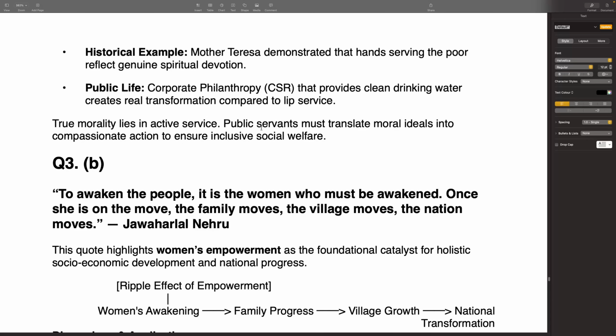Historical example: Mother Teresa demonstrated that hands serving the poor reflect genuine spiritual devotion. Public life: corporate philanthropy that provides clean drinking water creates real transformation compared to lip service. True morality lies in active service. Public servants must translate moral ideals into compassionate action to ensure inclusive social welfare.